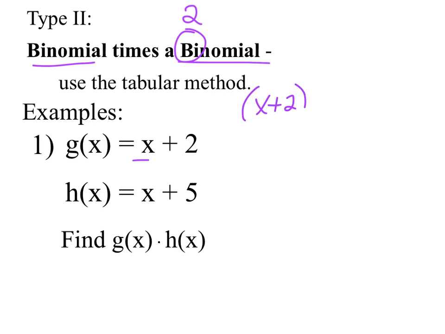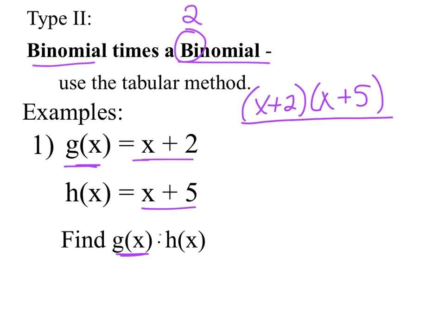But I like this method because it's really easy, and when we get to factoring, it makes factoring a little bit easier for us. Okay, so we're multiplying x plus 2 times x plus 5. So g of x times h of x. Just put those together. That's all I did. You don't really have to put the times sign in between the two. When there's no sign, we know it's multiplication.